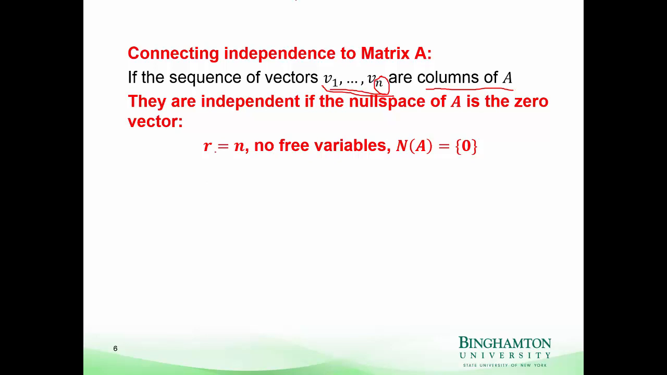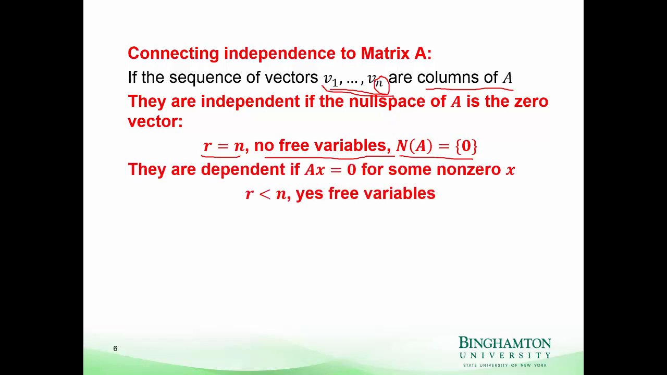In that case, the rank of the matrix is equal to n. There are no free variables, and the null space is equal to just the 0 vector. They're dependent if Ax equals 0 for some non-zero x. That's just another way of saying that the null space of A does not just equal the 0 vector. In that case, the rank is going to be less than full, and there will be some free variables.